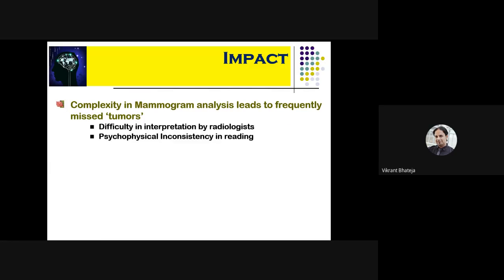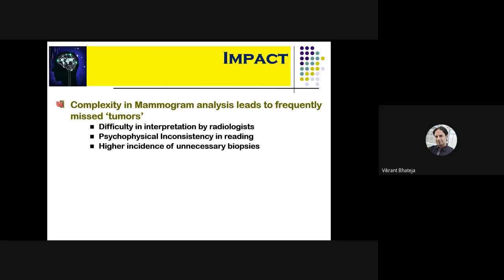Now the impact is that because of these challenges of mammographic images, there is always a difficulty factor for the radiologist in discerning these images. There are psychophysical inconsistencies, like somebody seeing and analyzing the same sets of images daily. So there is psychovisually a 10% default chance of error in that.